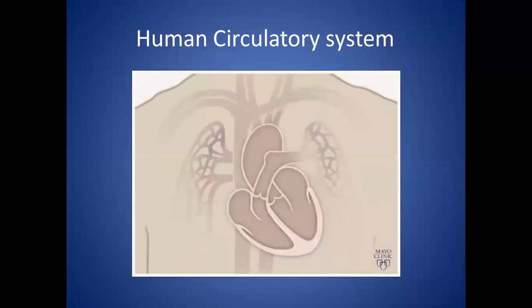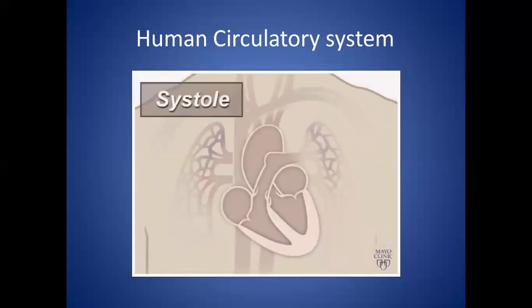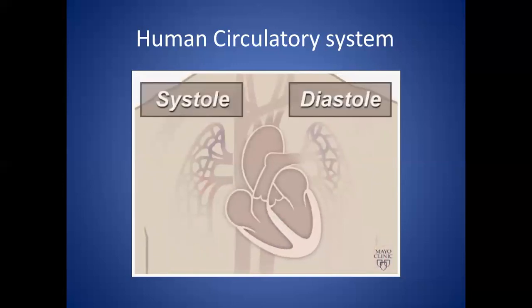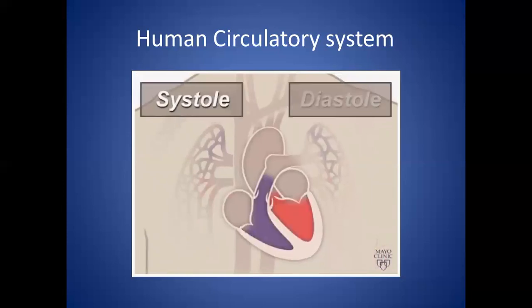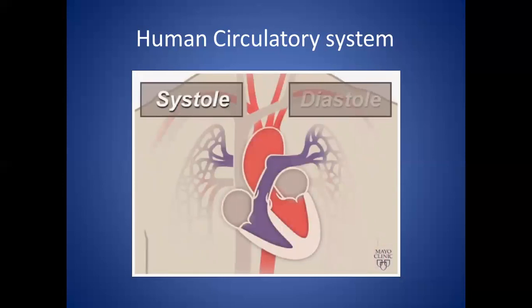A beating heart contracts and relaxes. Contraction is called systole, and relaxing is called diastole. During systole, your ventricles contract, forcing blood into the vessels going to your lungs and body, much like ketchup being forced out of a squeeze bottle. The right ventricle contracts a little bit before the left ventricle.